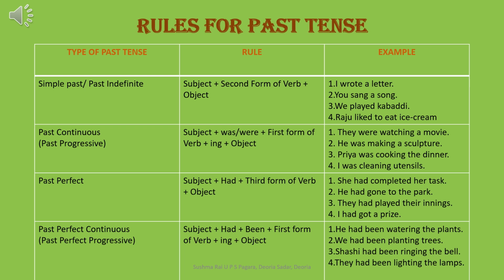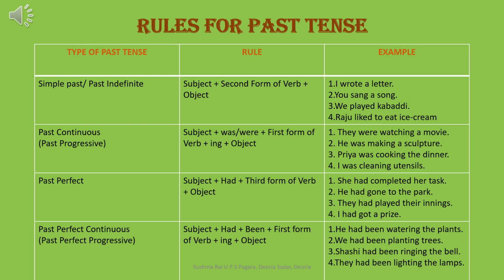Rule for writing a sentence in past perfect tenses: subject plus had plus third form of the verb plus object. Examples: she had completed her task. He had gone to the park. They had played their innings. I had got a prize.